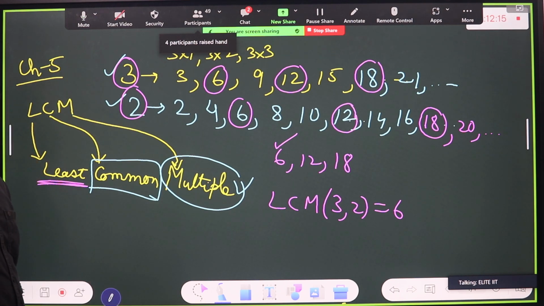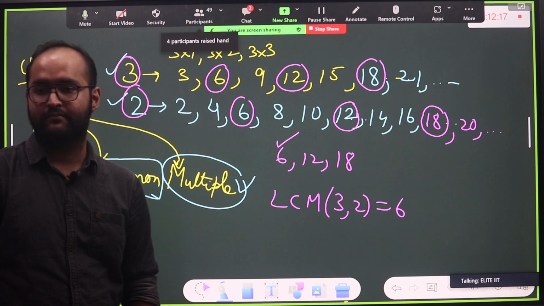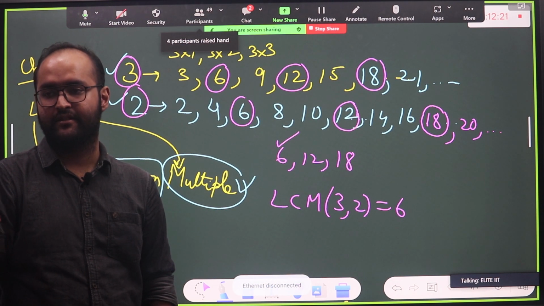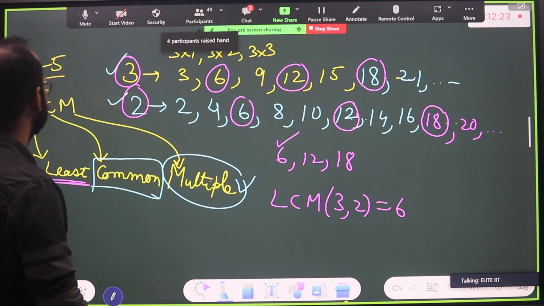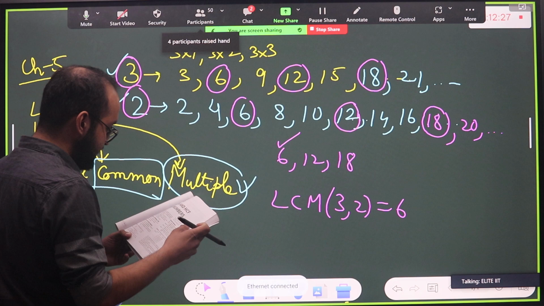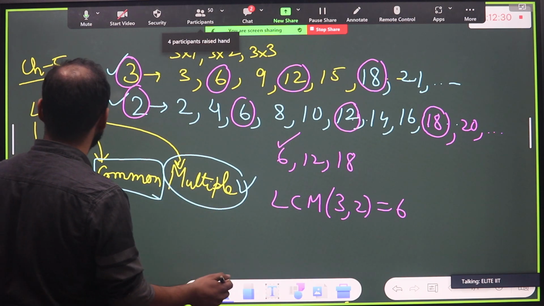So, everybody understood how to find the LCM? Yes or no? Anybody has any doubt? I'm asking again and again. Okay. Very easy, isn't it? Now, there are 2 methods of finding LCM.